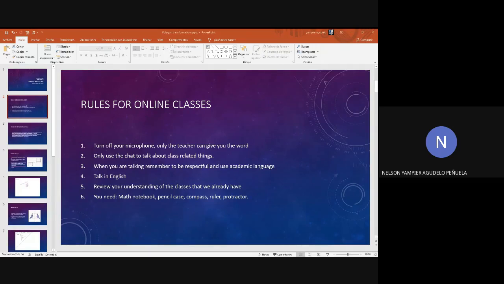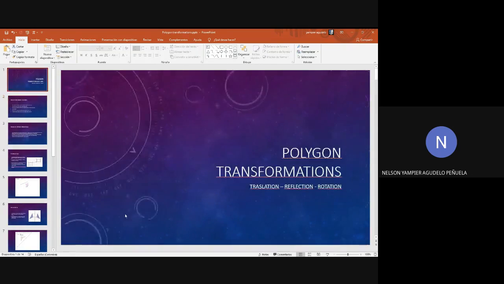2:30 o'clock. So, okay. Today we are going to talk about polygon transformations: translation, rotation and reflection. José Espejo, Samuel Arias. A lot of people are getting inside.